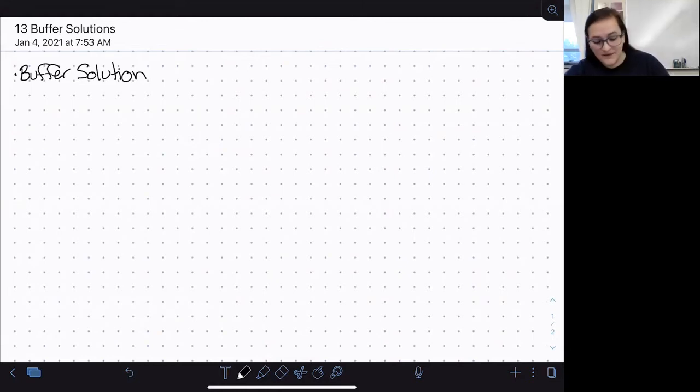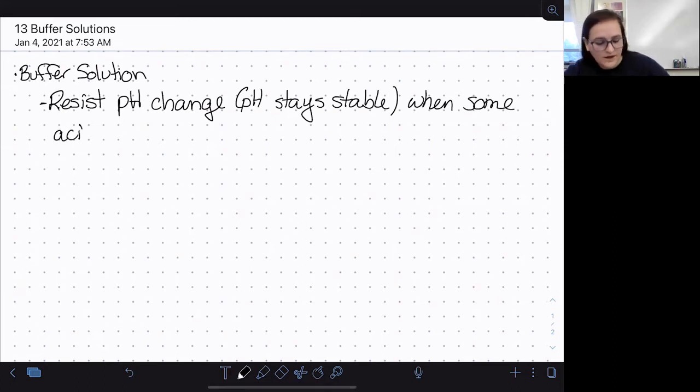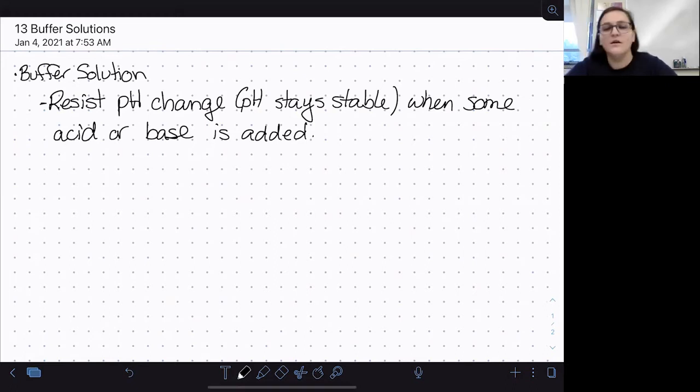A buffer solution is just something that resists pH change, where the pH stays stable when some acid or base is added. So the way that buffer systems work is that they contain a mixture of a weak acid and its conjugate base. And when you add a little bit of acid or a little bit of base to that system, the pH stays relatively constant, which I'm going to demonstrate now.